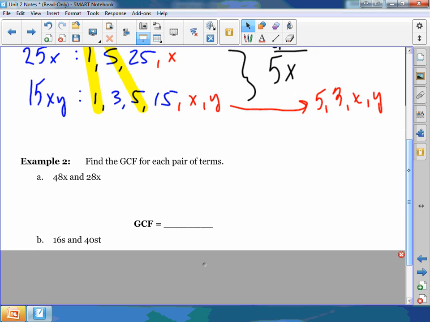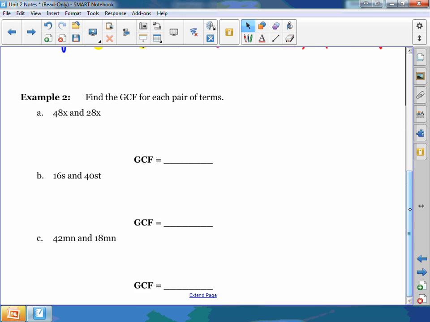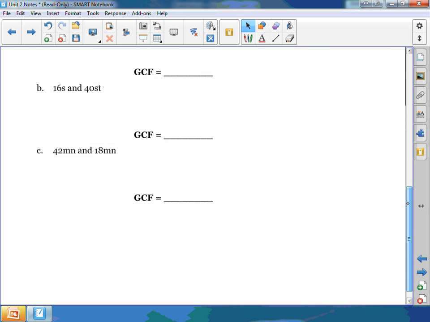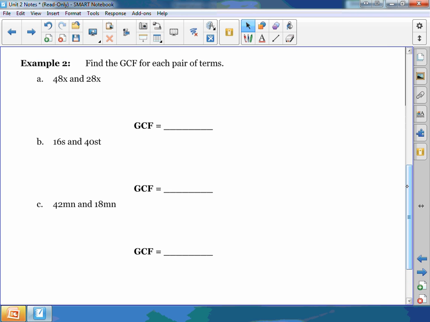All right, let's go down here. Let's bounce down. Let's try a couple of these examples. I'm going to let you guys just dive in and do these 3 here. Just go through, find the 3 GCFs, and then look to your left and right, check with your neighbors, and see what they think.